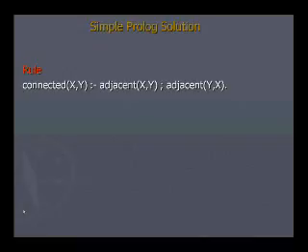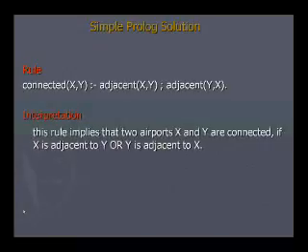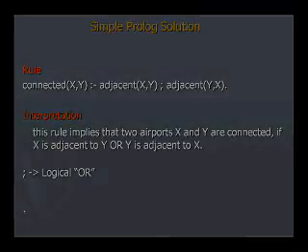This rule implies the two airports X and Y are connected only if X is adjacent to Y or Y is adjacent to X. The semicolon denotes or here.